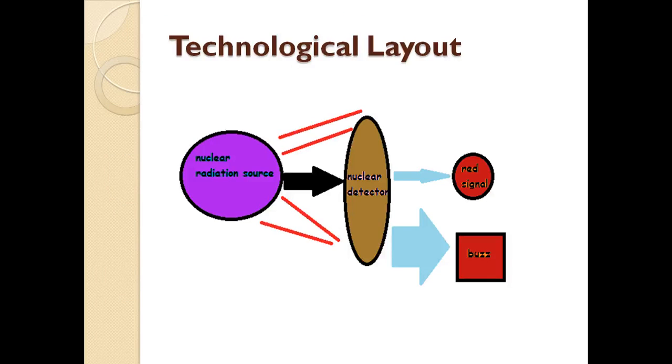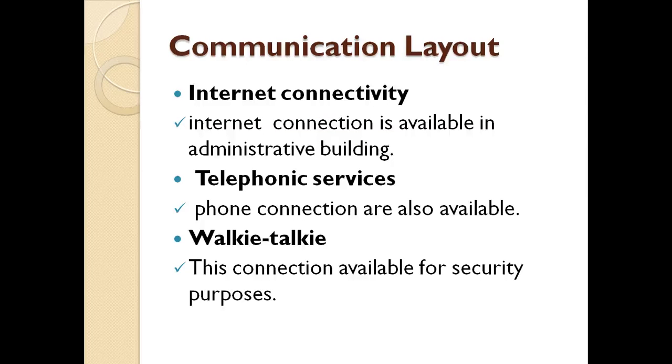In the technological layout, we have a nuclear radiation source that emits radiations, and these radiations are detected by the nuclear detector, and after detection we will get a red signal or a buzz. In the communication layout, we will provide internet connectivity and telephonic services, and walkie-talkies, which in our organization are used for security purposes.